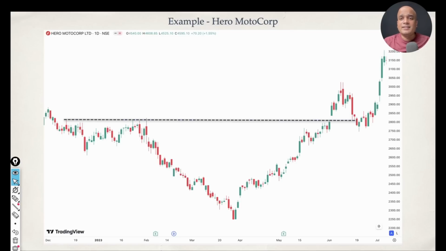This is one simple example, friends. This is a Hero Motocorp chart. The resistance trend line is very powerful, because it connected around 5 peaks.